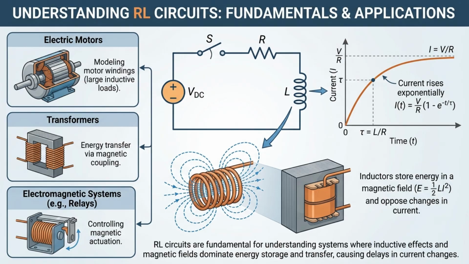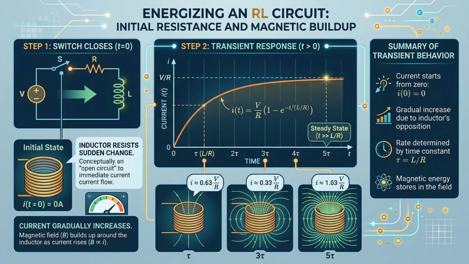They are widely used as basic models for motors, transformers, and many electromagnetic systems, where magnetic fields play a dominant role in energy transfer and storage. When a voltage is applied to an RL circuit, the inductor initially resists any sudden change in current.